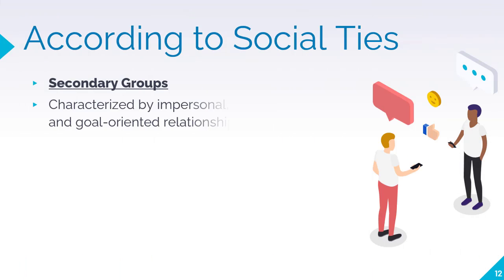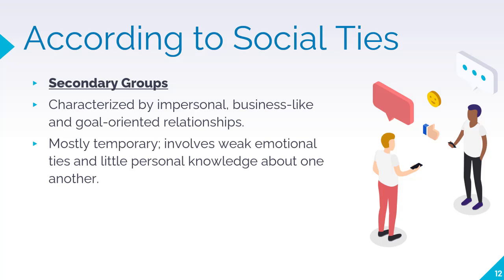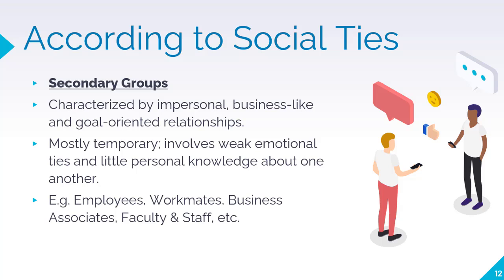Secondary groups. Unlike a primary group, which has a close, personal relationship with an individual, a secondary group is characterized by impersonal, business-like and goal-oriented relationships. Most secondary group relations are temporary and involve weak emotional ties and little personal knowledge about one another. For example, employees, workmates, business associates, faculty and staff, and others.